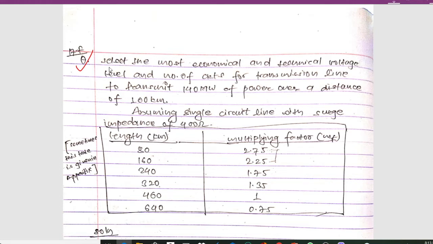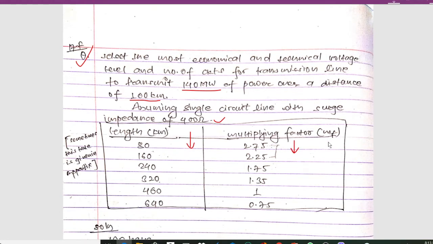So here in this numerical we have to select the most economical and technical voltage levels and number of circuits for a transmission line to transmit 140 megawatt of power over a distance of 100 kilometers. And here the distance is given as 100 kilometers and the power as 140 megawatt. Assuming a single circuit line with source impedance of 400 ohm is given here, and the table for length and multiplying factors is given here. Multiplying factor is represented as MF.